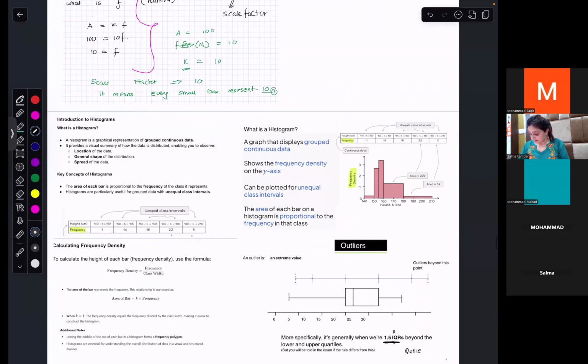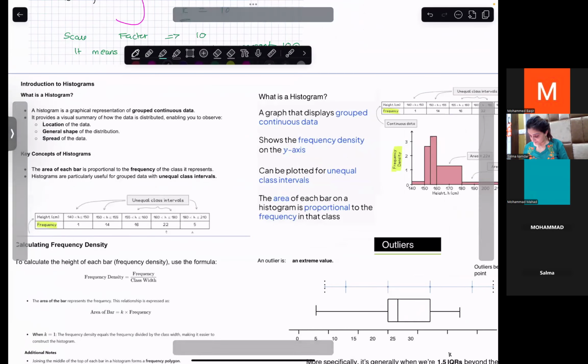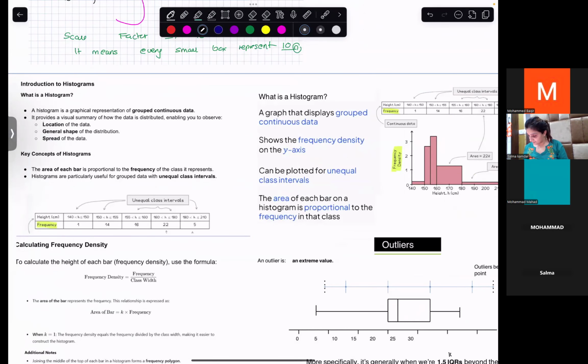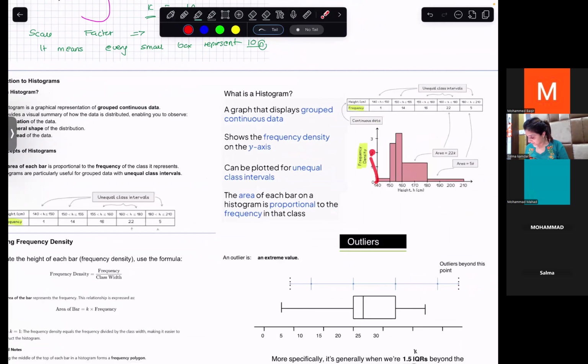Come on, Mahad, explain to me what a histogram is. Okay, so a histogram is a graph that displays grouped continuous data. On the y-axis, we have the frequency density, and on the x-axis, we have the x values.